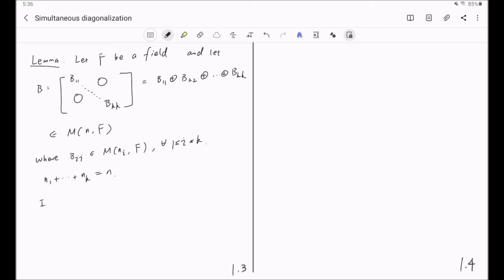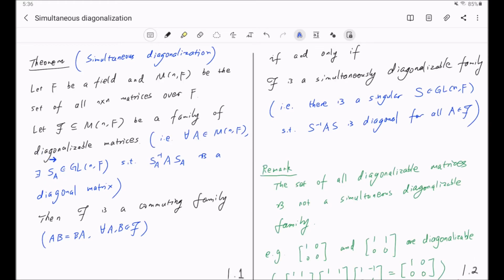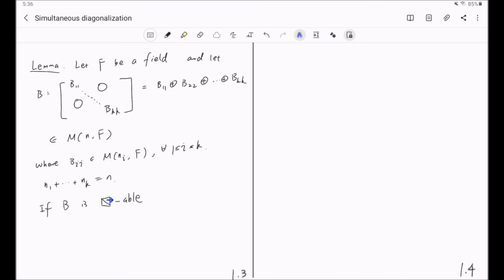The lemma says if B is diagonalizable, so I use this cute notation to denote diagonalizable, a square with a slash, and hope this is easy for you to understand. Then so is B sub ii for each i greater or equal to 1, less than or equal to k.